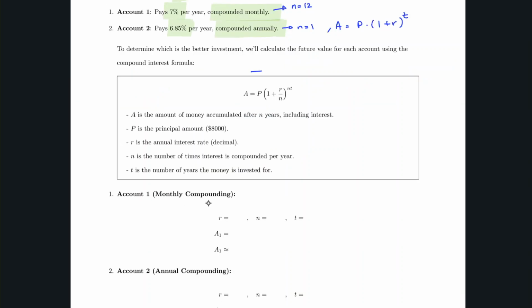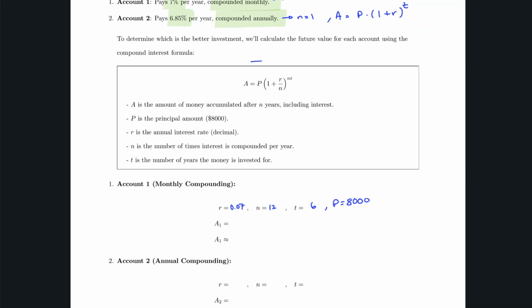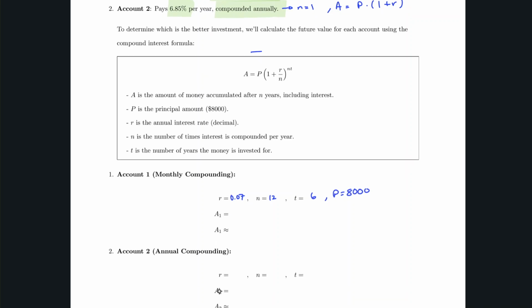So here for account 1, my interest rate as a decimal is 0.07. The number of compounding periods is 12. The amount of time in both cases is 6 years. And my principal, I was investing $8,000 in both accounts. So here they have this A subscript 1. This just indicates the account balance in the first account, whereas A subscript 2 is the account balance in the second account.